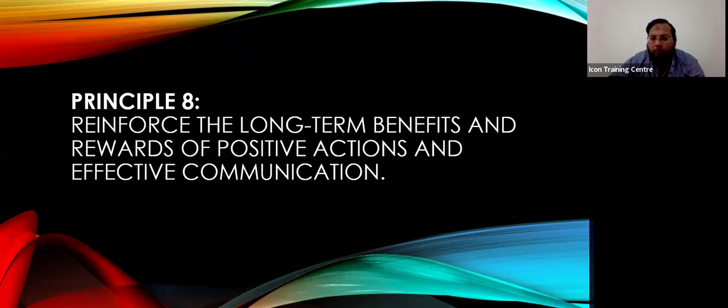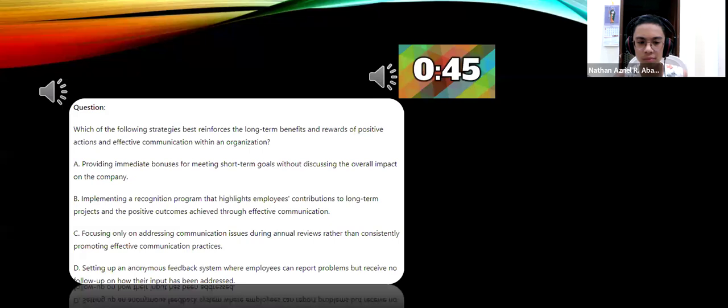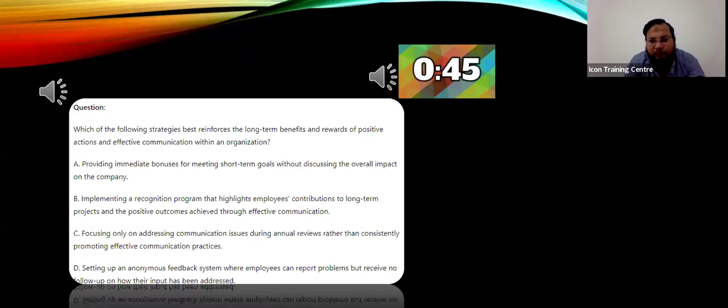So whenever you're working as a boss or as a leader, you should always reinforce in your communication the significance of the long-term benefit, and always invite your people to work for the long-term benefits, not for the short-term benefits, right? Yes. Which of the following strategies best reinforces the long-term benefits and rewards of positive actions and effective communication within an organization?